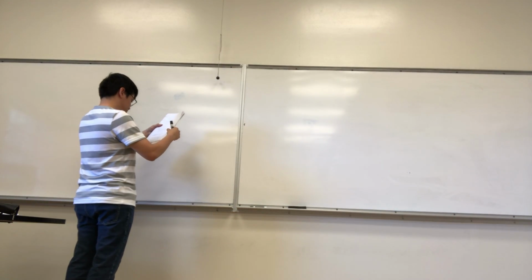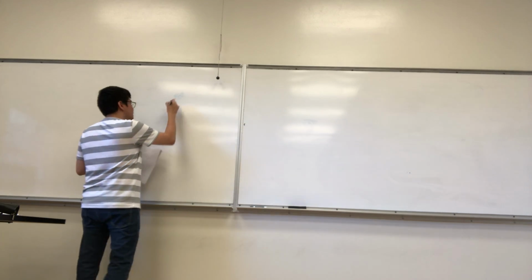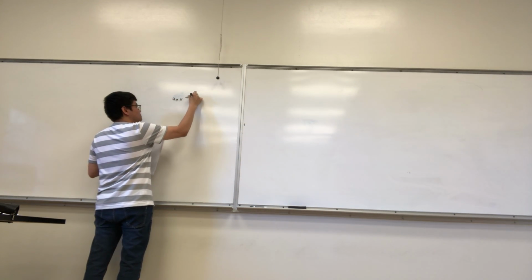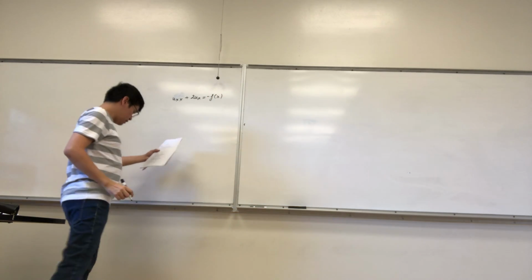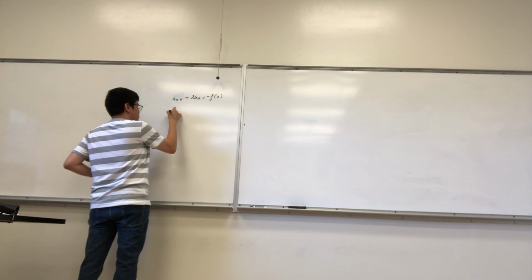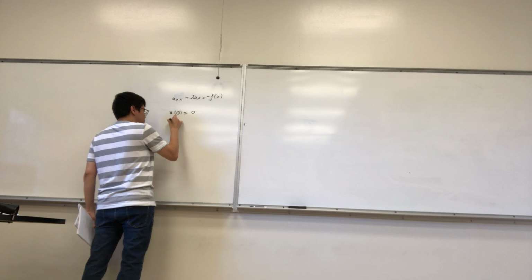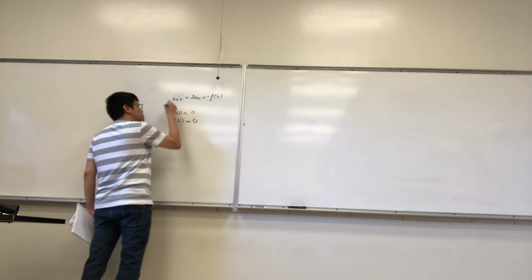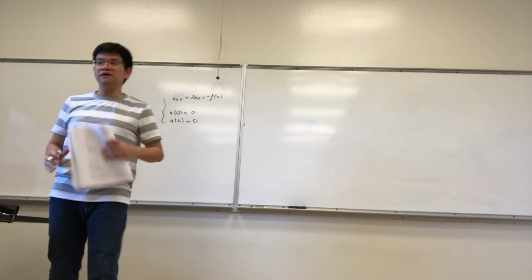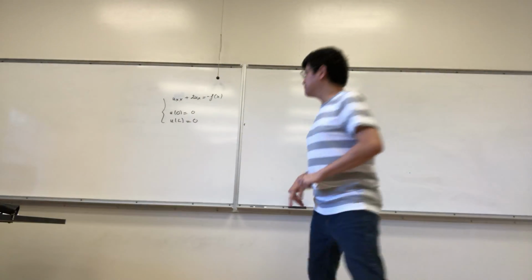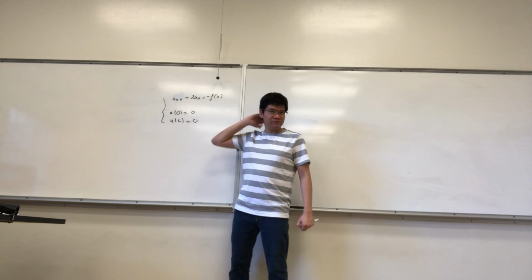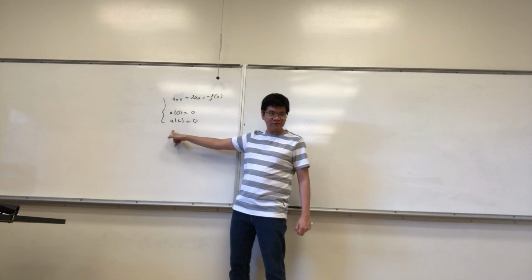So we consider the equation u_xx plus 2u_x is equal to minus f(x). u at 0 is 0, and u at L will also be 0. This is the equation that we want to solve. This is again a boundary value problem. At 0 you have 0, and at L you have 0.